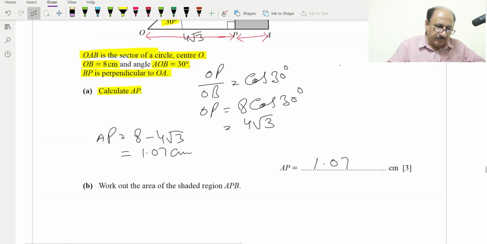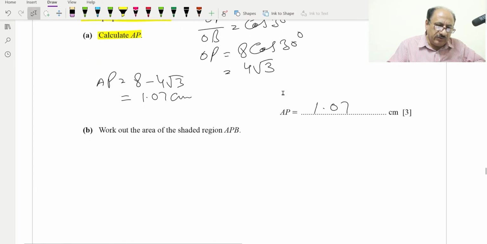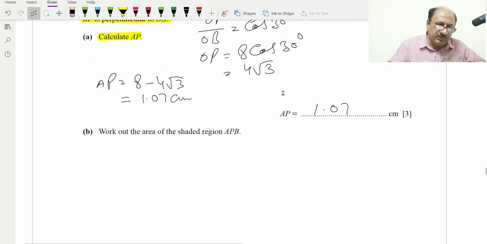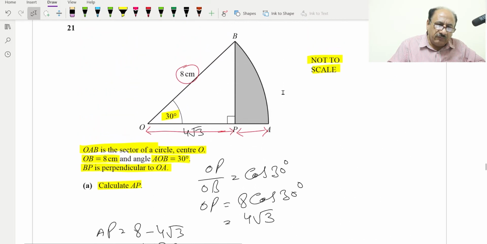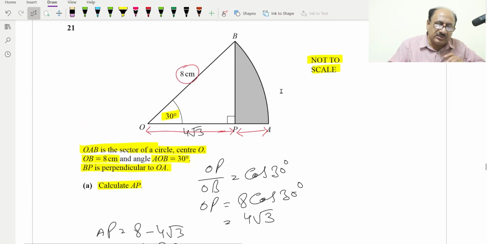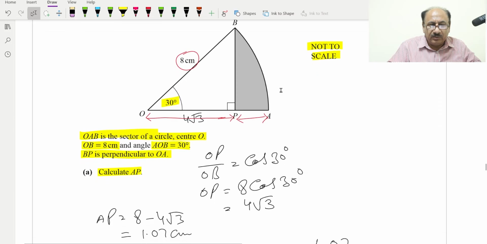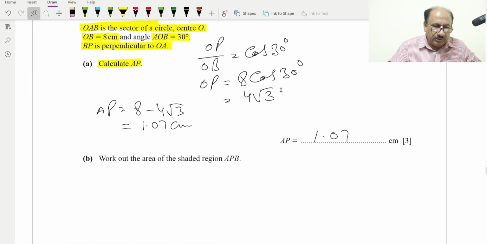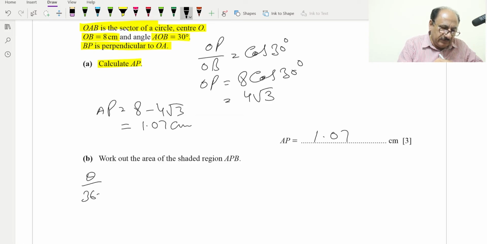So our answer will be over here 1.07 centimeters. Next is work out the area of the shaded region APB. So we will find area of the sector and then subtract area of triangle from the area of sector, so we'll get the shaded area. So area of sector will be theta over 360 into pi r squared.